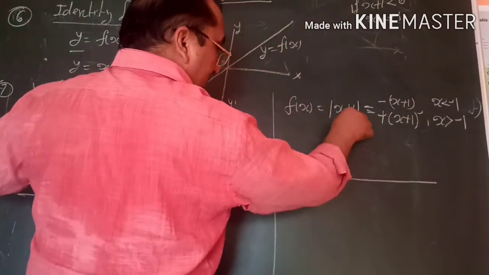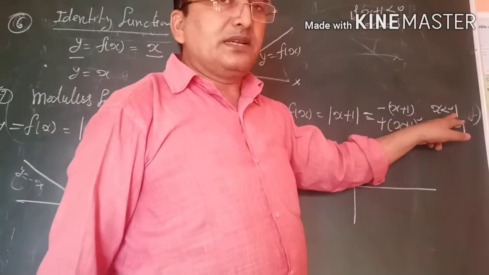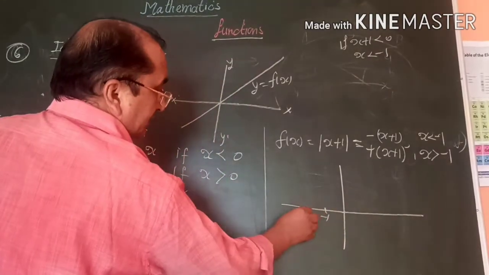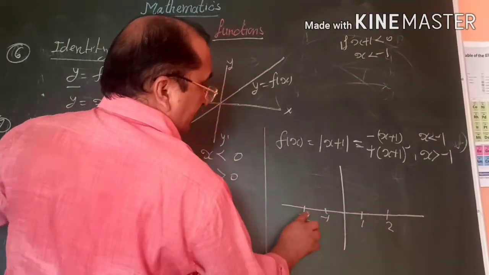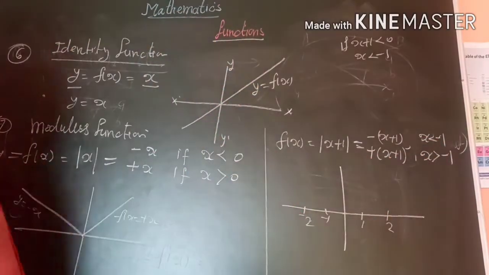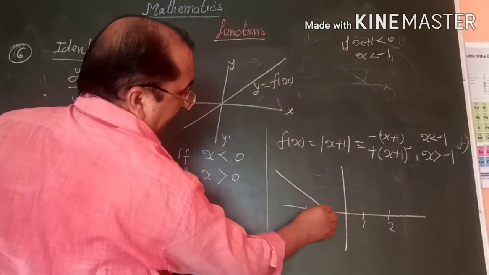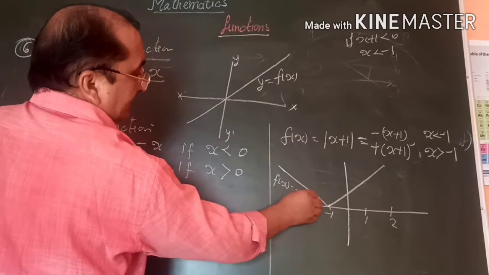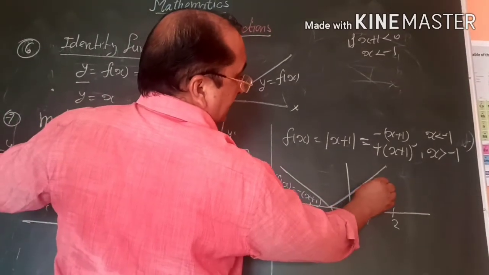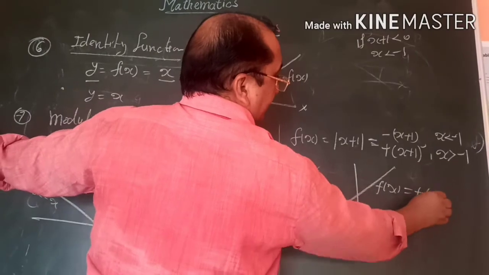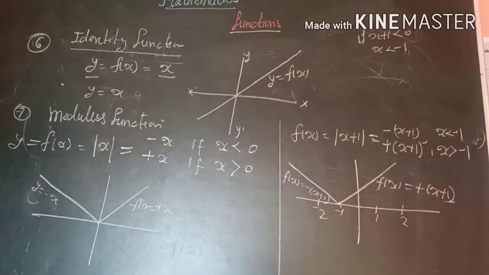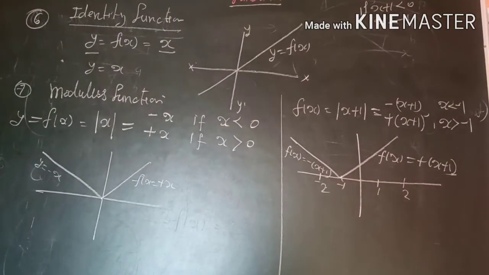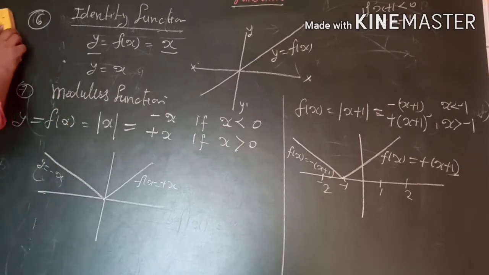It means when we draw the graph, it will turn at -1. This is 0, this is -1, this is -2, this is 1, this is 2. The turn is at -1 because -1 is the critical point where the graph will break like this. This is f(x) = -(x + 1) and this is f(x) = x + 1. Similarly, many other modulus graphs are given in your books.